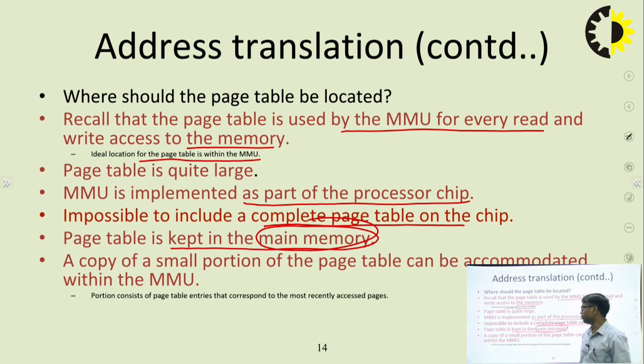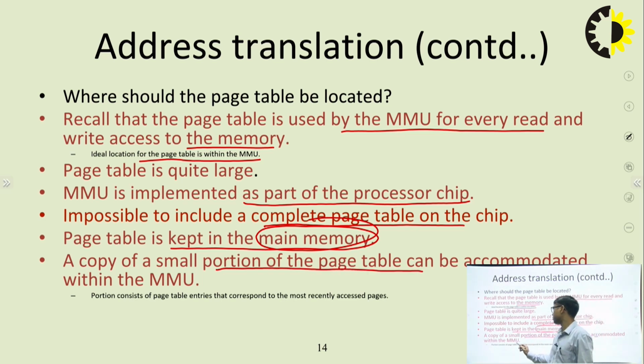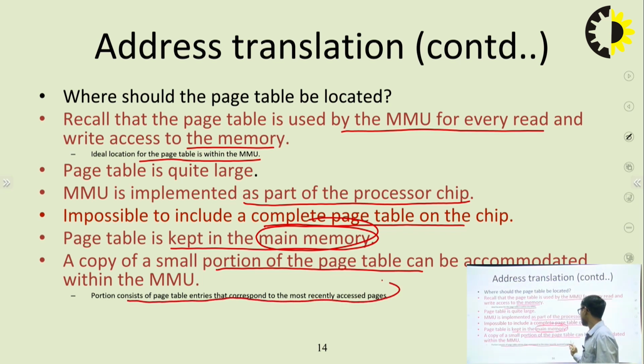So what does it do? It copies a small portion of the page table and accommodates it within the MMU. The portion consists of page table entries that correspond to the most recently accessed pages. Okay, so it is a good choice to keep all the most recently accessed page entries in the MMU, since it is most likely that the data will be accessed again. So there is a high chance that we will refer to the data from this small portion of the page table kept in the MMU.